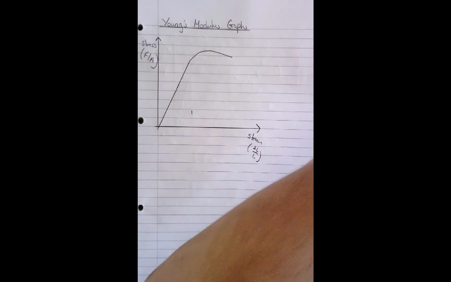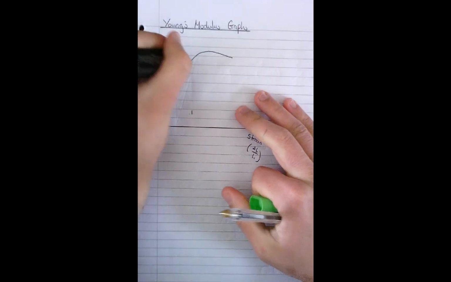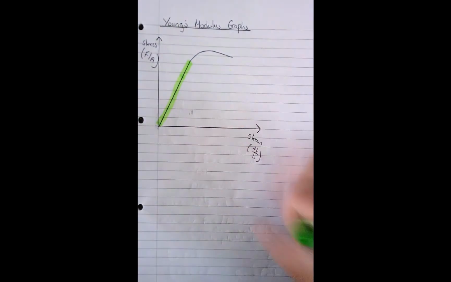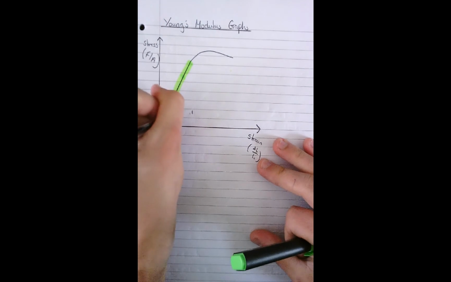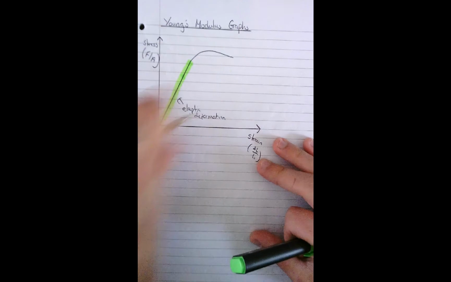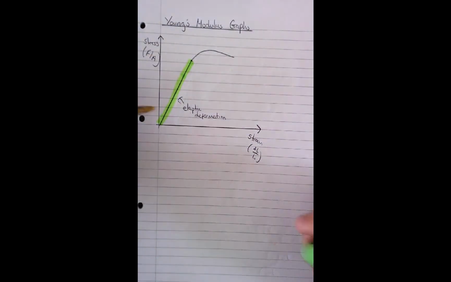So, just as we did before with the force extension graph, same thing applies. We've got this section here, which I'm highlighting in green. This is the period of elastic deformation. And up to this point here, this material is obeying Hooke's law. Force is directly proportional to the extension.